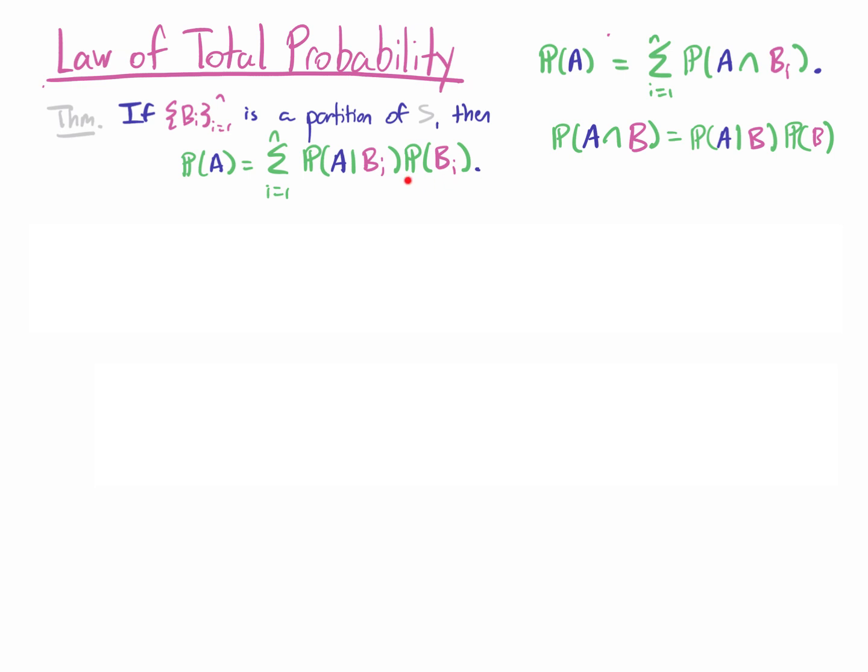And then given that I'm in scenario I, what's the probability of A in that scenario? So I do this kind of scenario analysis, and then I add up across all my different scenarios, weighting them by their probabilities, and that gives me the overall or total probability of A.